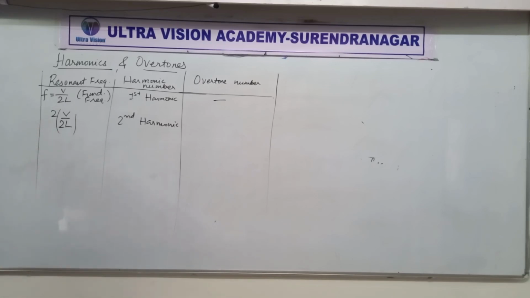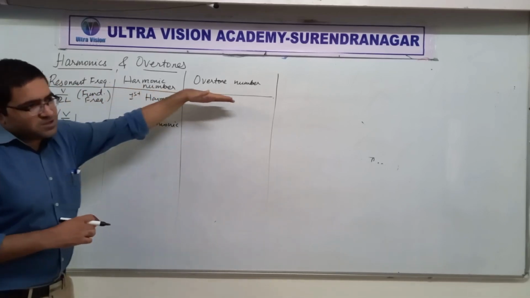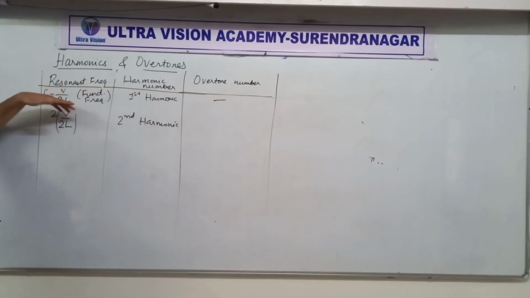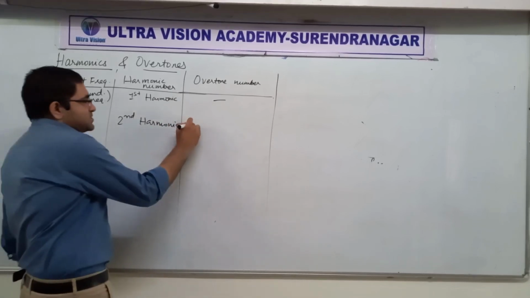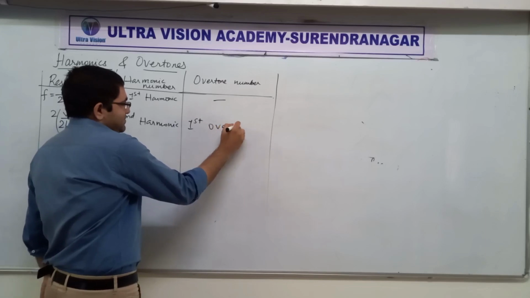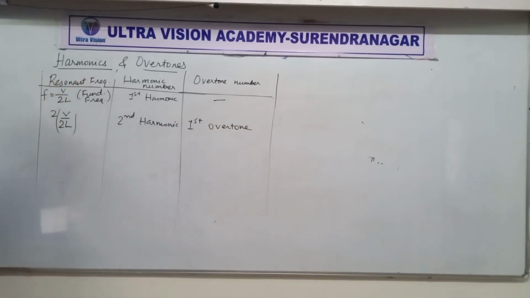Then what about overtone? Now see. This is the first resonant frequency, which is the fundamental frequency. Then this is the next resonant frequency, which is obviously higher than that. You can see that. This is 1, this is 2 times, so it's higher than this. That's why this is called first overtone. Did you understand why it's called first overtone? First higher frequency for which you get resonance. I repeat, this is the first higher frequency for which you get resonance.